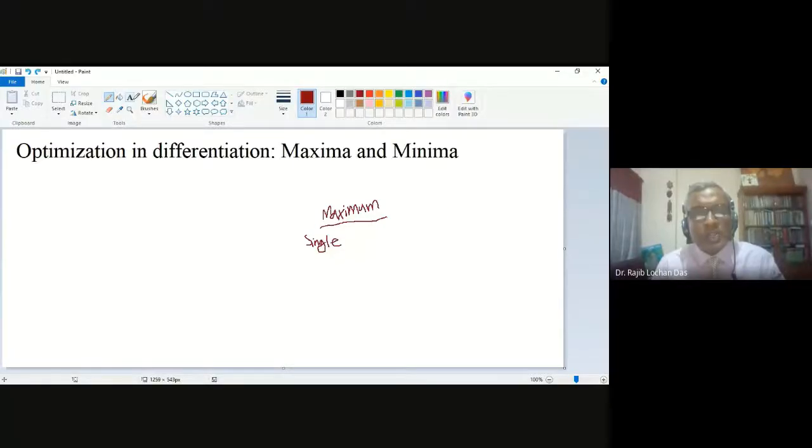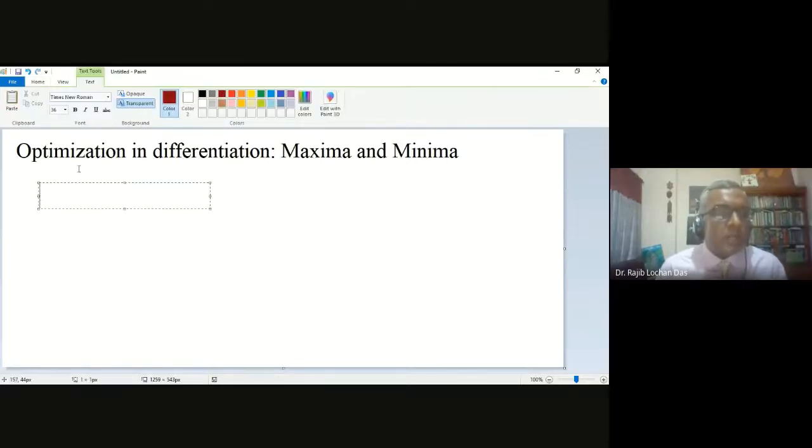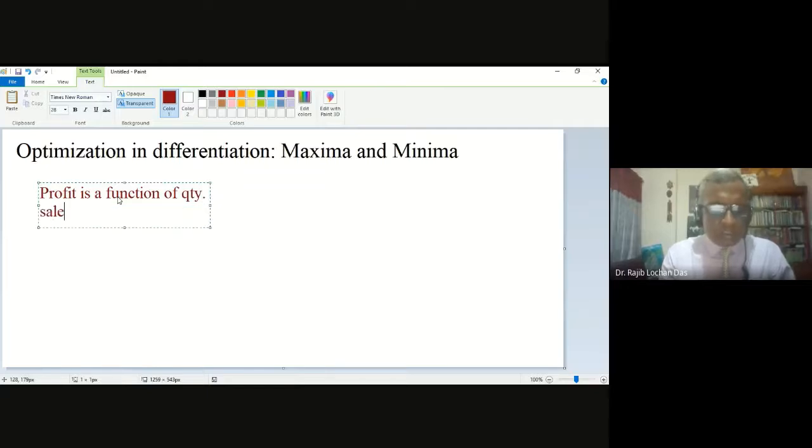We can think of many different function examples. Let me write some examples here. Say one function is profit. Profit is a function of quantity sales. That means how much you will sell, your profit depends on that.